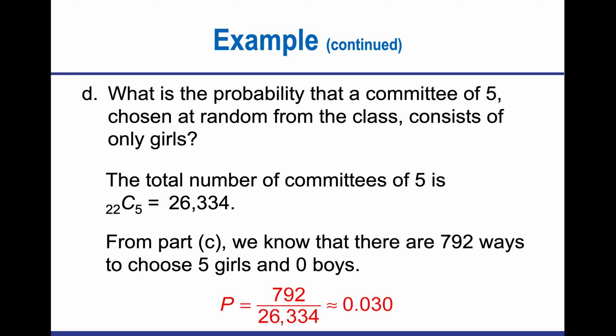So when it says, what is the probability, you're not looking for how many, you're looking to divide how many by how many total. So picking 5 out of 22 can be done 26,334 ways, but from earlier, I can only get 5 girls 792 ways. So I'm dividing those two values.